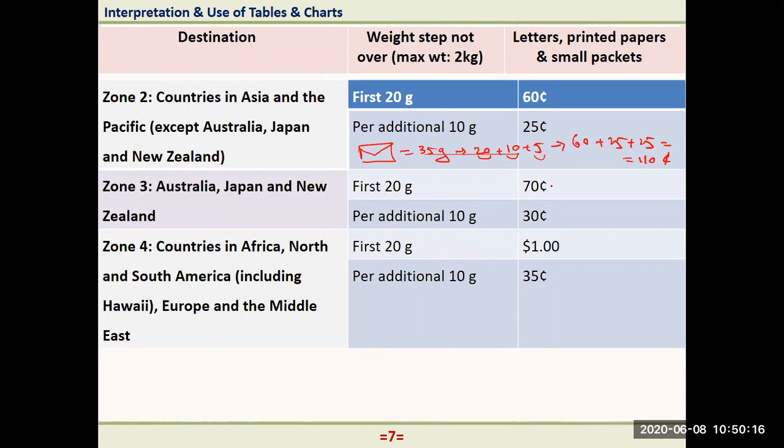The first 20, they charge this. Additional 10 means that additional amount that is greater than 0, less than or equal to 10. Okay, so 25 grams, you have to pay 70 plus 30, that is $1. How about 35? The first 20, 70, the next 10, 30, the next 5, 30. So it is 70 plus 30 plus 30, 130, right?